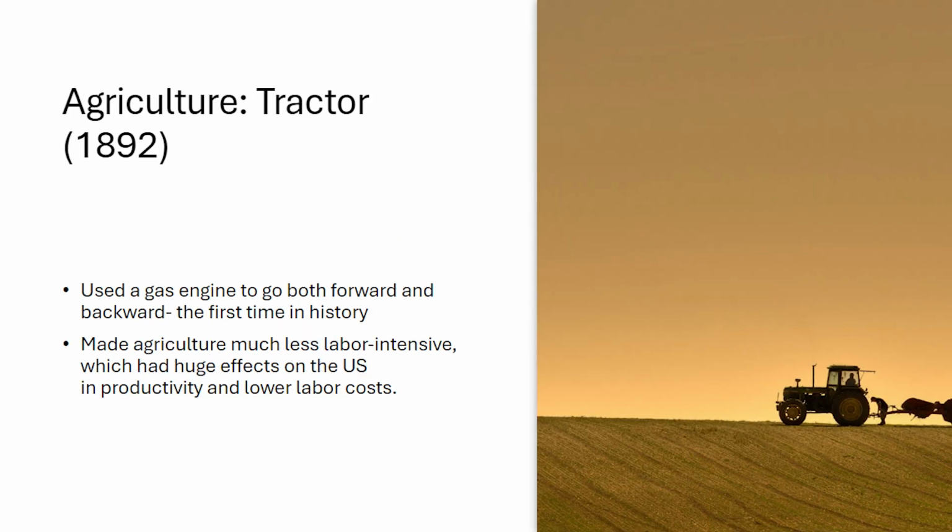Now we will be talking about the tractor, which was established in 1892 in the agricultural field. It used a gas engine to go both forward and backward, the first time in history, making farming much, much more efficient by helping plow crops and helping just harvest crops in general. It made agriculture much less labor intensive, which had a huge effect on the U.S.